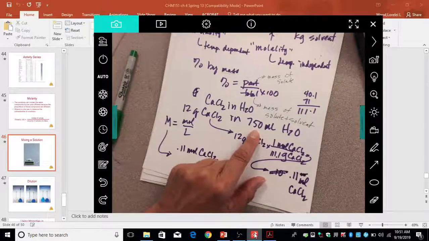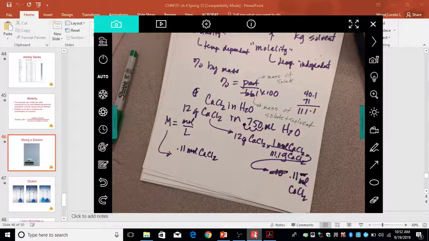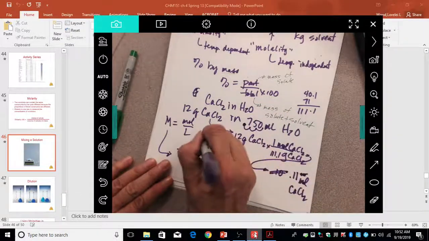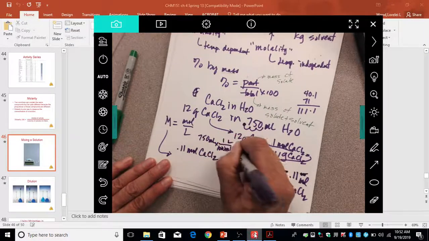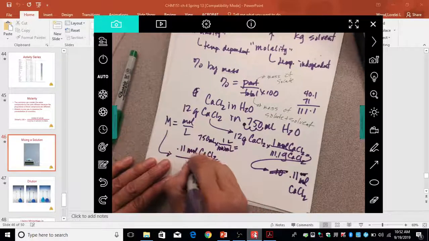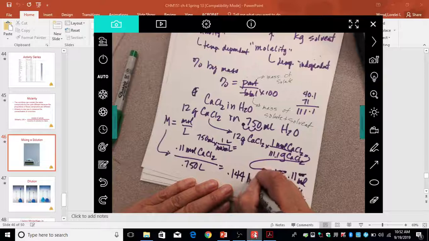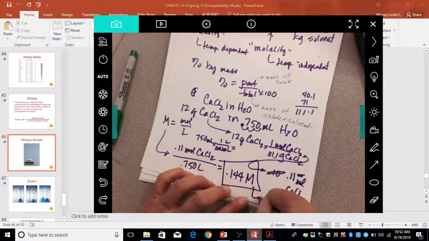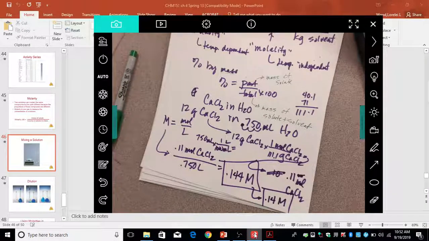Now what do I need? Liters. I need to get liters, so what's 750 mL in liters? 0.75. Actually, I think it's 0.750, right? I can never do this in my head like you engineers do, so I'm going to check. Okay, so it is 0.750. Somebody with a calculator, what's 0.11 divided by 0.750? 0.14. So capital M, 0.14 M with sig figs. That means I've got 0.14 of a mole of this stuff for every liter of solution that I have.